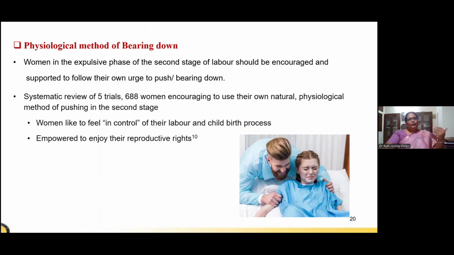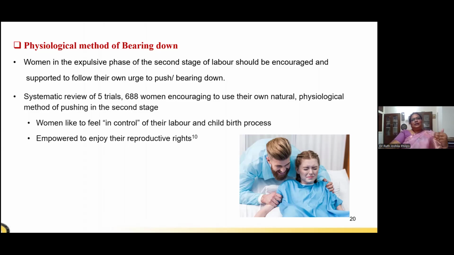Rather, the woman's body itself will tell her when to bear down. We don't even call it push, we call it bearing down. That is basically because of the Ferguson's reflex. When the fetal head hits the pelvic floor, the reflex comes very naturally for the woman to bear the baby out of her body. That is a natural instinct that happens, right?